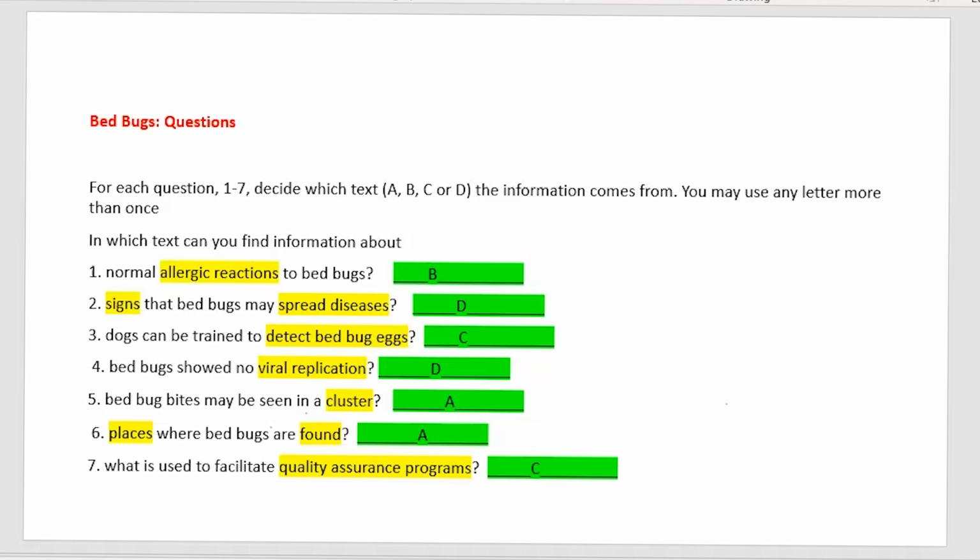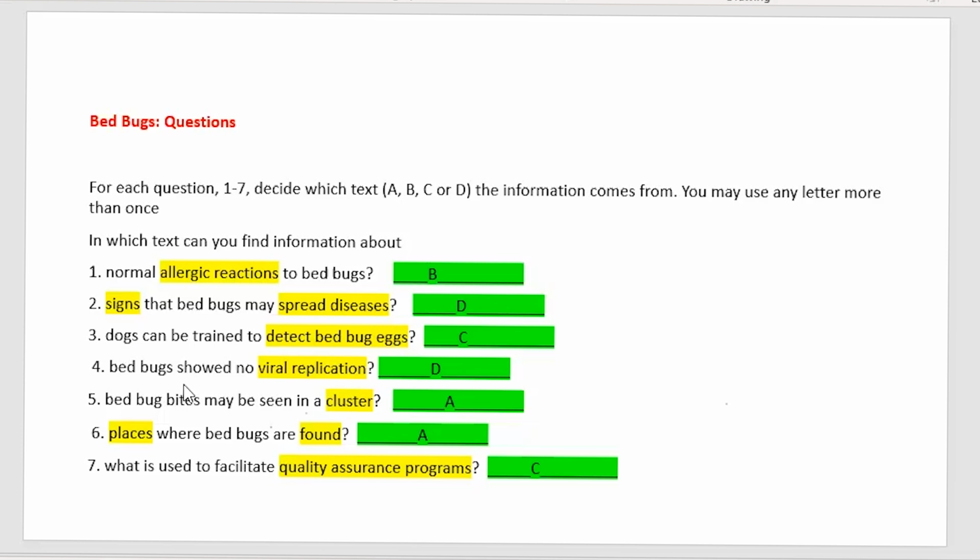Okay. Next, question number 3. Dogs can be trained to detect bedbug eggs. So it is text C, where it is clearly mentioned bedbug detecting canines. That is about the dogs. Detection by dogs is mentioned in text C. So the correct answer is text C.